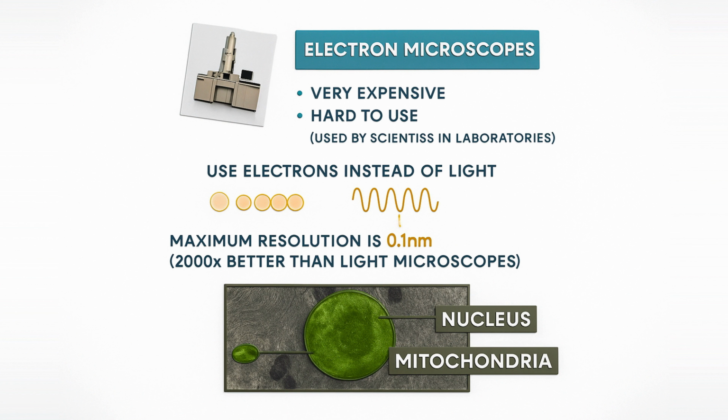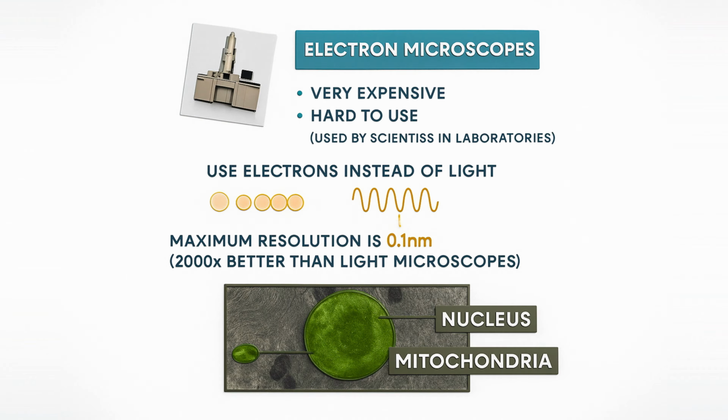This extremely short wavelength allows electron microscopes to reach a resolution of about 0.1 nanometers, which is vastly superior to the 0.2 micrometer resolution limit of light microscopes. Since smaller resolution values mean finer detail, this difference is significant. In fact, when you convert micrometers to nanometers, you will find that electron microscopes offer around 2,000 times better resolution than light microscopes.